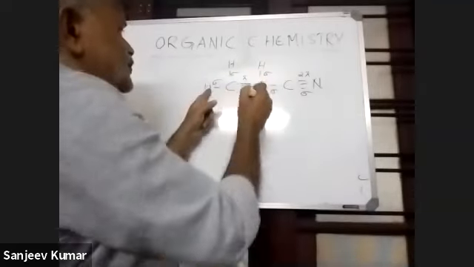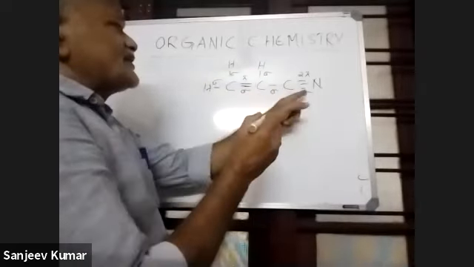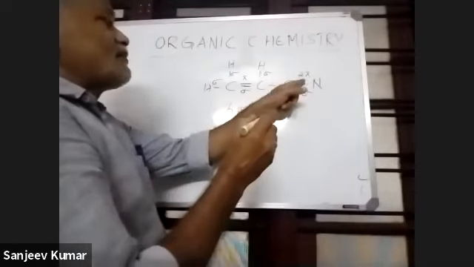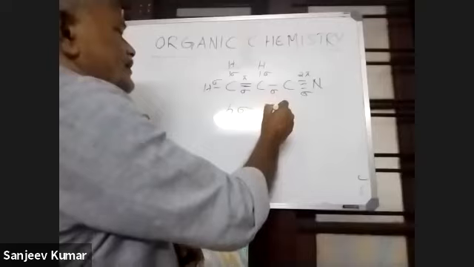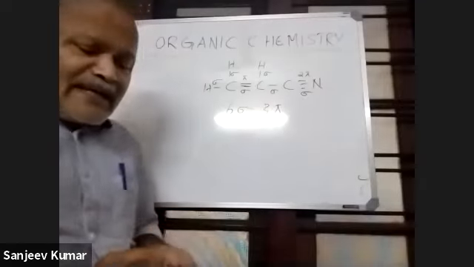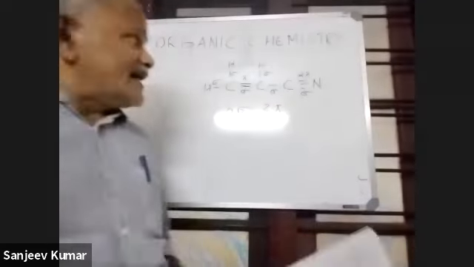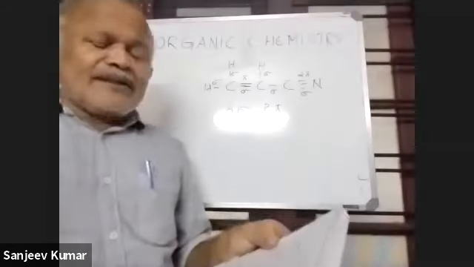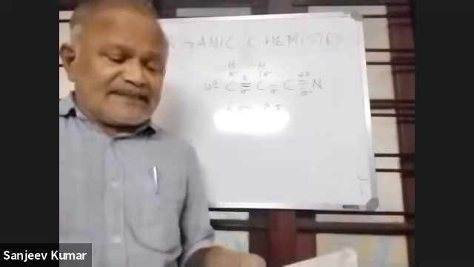1, 2, 3, 4, 5, 6. 6 sigma bonds, and there is 1 plus 2, 3 pi bonds. In prop-2-nitrile, there are 6 sigma bonds and 3 pi bonds. Therefore, the answer is B, 6 and 3.